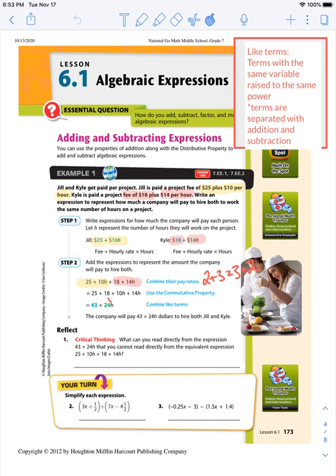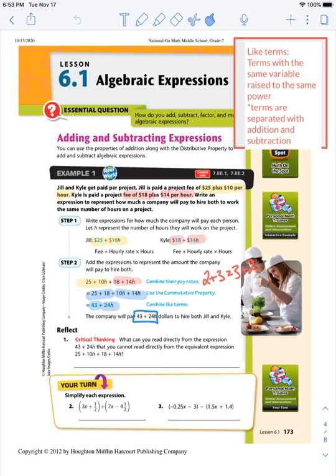So I'm flipping the 10h and the 18 here so that then I can add 25 plus 18 and 10h plus 14h. So 25 plus 18 is 43, and 10h plus 14h is 24h. Again, I can't combine 43 and 24h because they are not like terms, so that's our answer. The company will pay 43 plus 24h dollars to hire both Jill and Kyle.